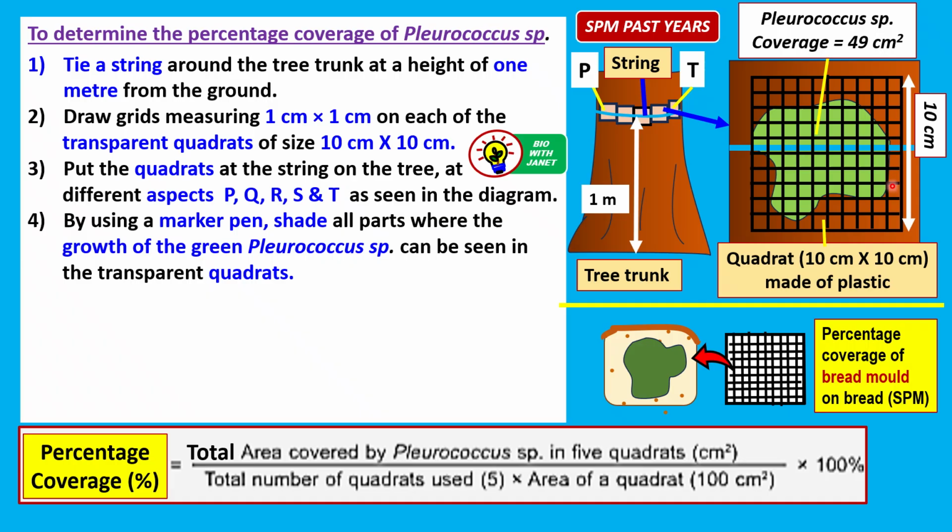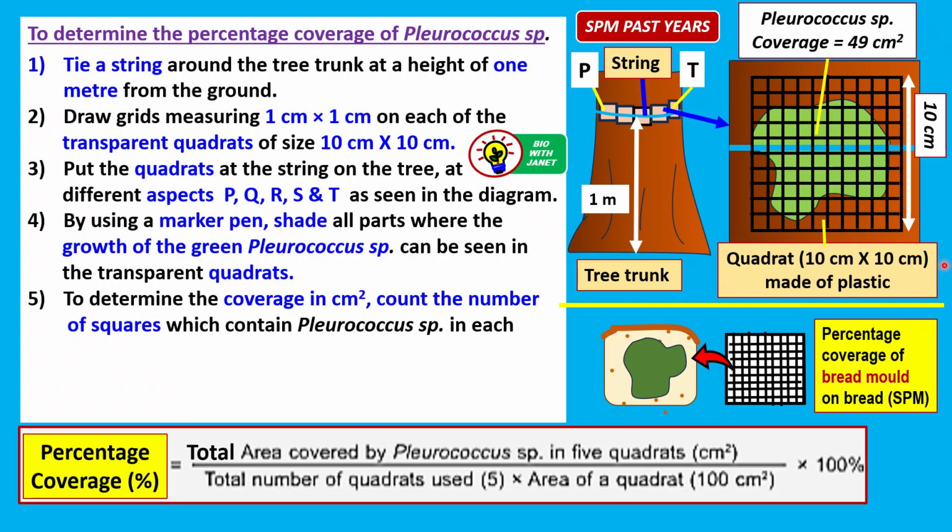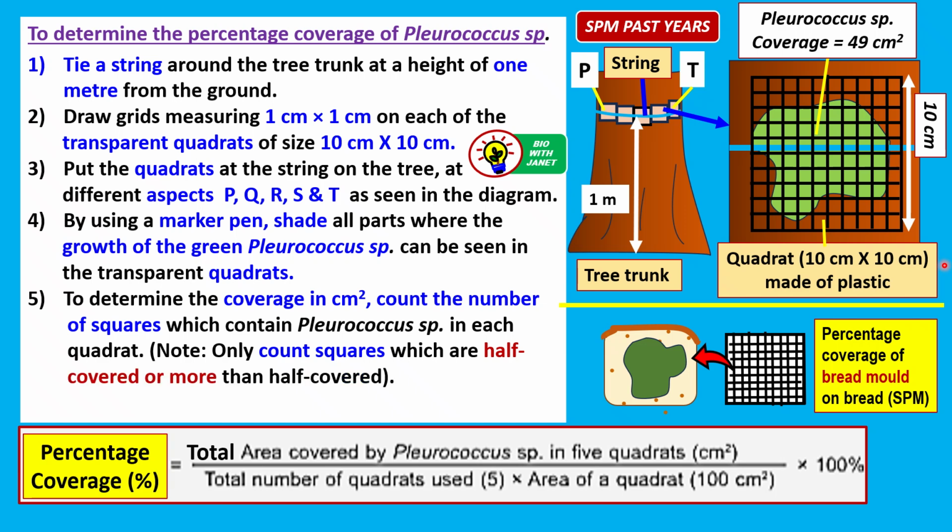So after that, you have to determine the coverage. To determine the coverage in cm squared, count the number of squares which contain Pleurococcus species in each quadrat. Take note that we only count squares which are half covered or more than half covered, as before. For example, this square has just a little bit of Pleurococcus, about a quarter part of the square, so it's not counted in the field study.